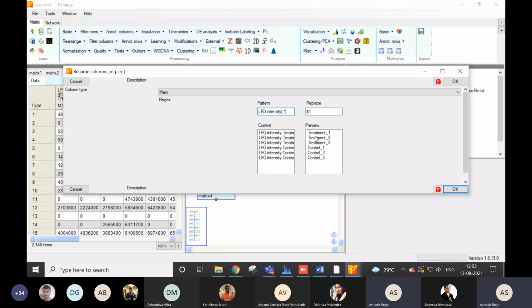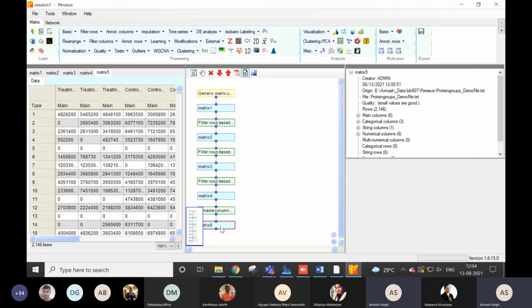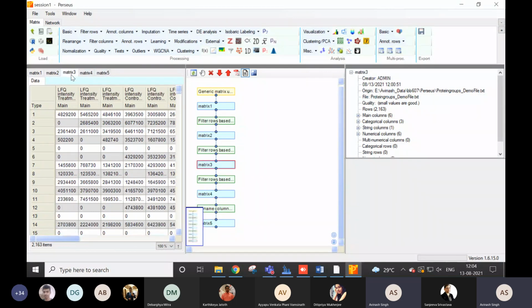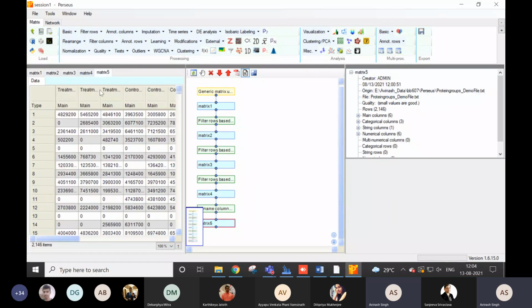You can see that this is the preview for your sample. Now, after using every method and every function, you can see a matrix is generated. All the matrices are here, so you can click on any matrix, go there, and find out what you are doing. Now after that we will go for a transformation.